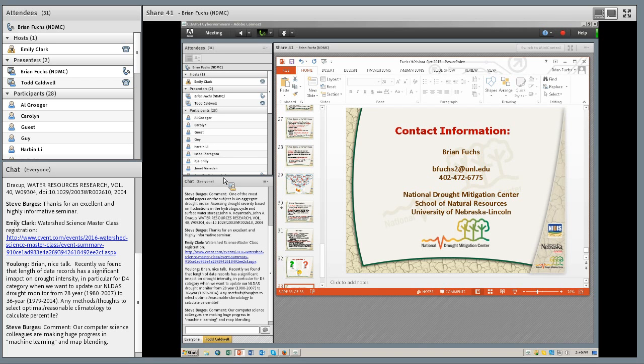Recently we found that length of data records has significant impact on drought intensity, in particular D4. When we want to update the NLDAS drought monitor for 28 years to 36 years, any methods or thoughts to select optimal, reasonable climatology to calculate the percentile?